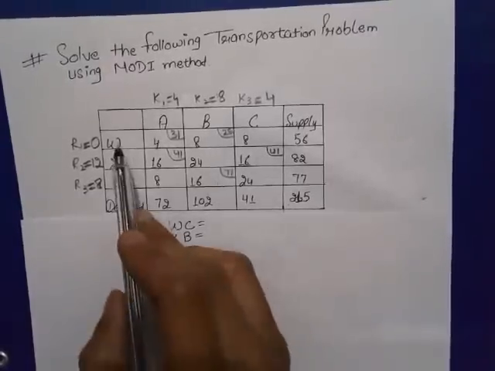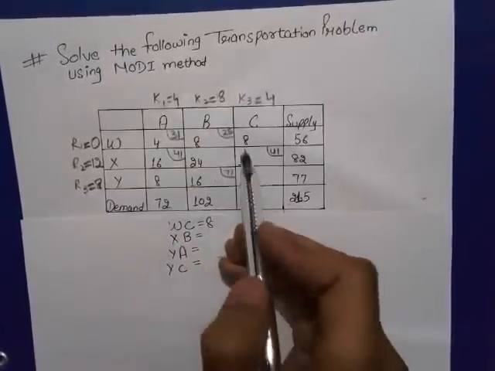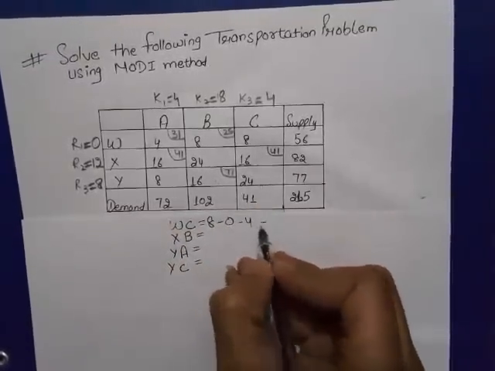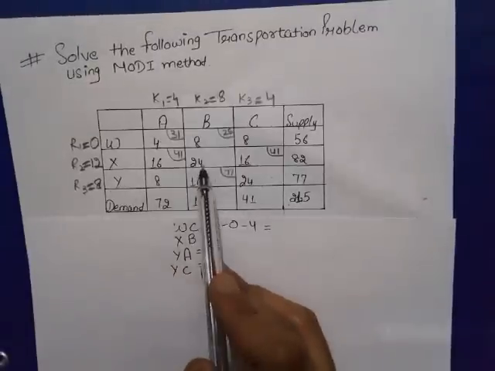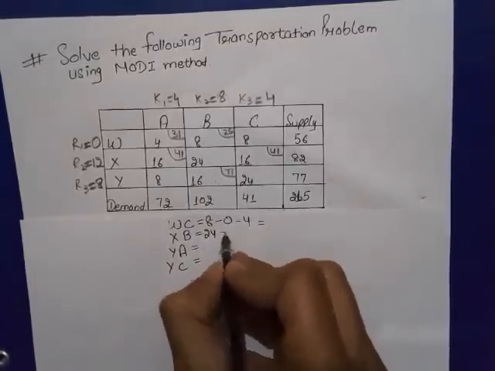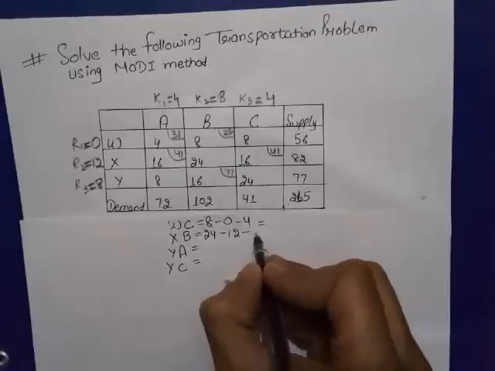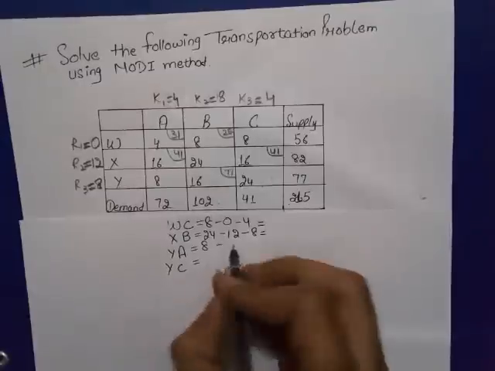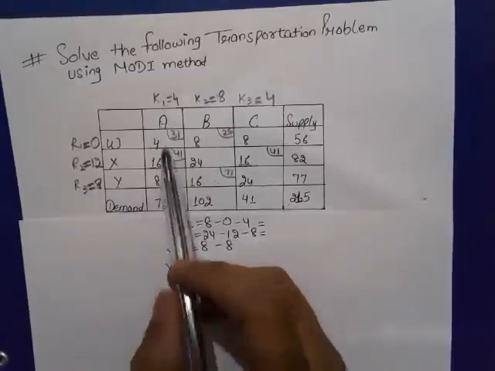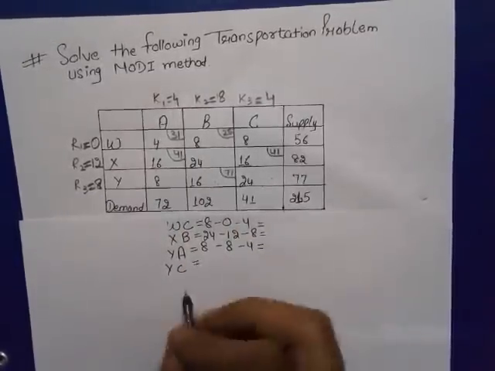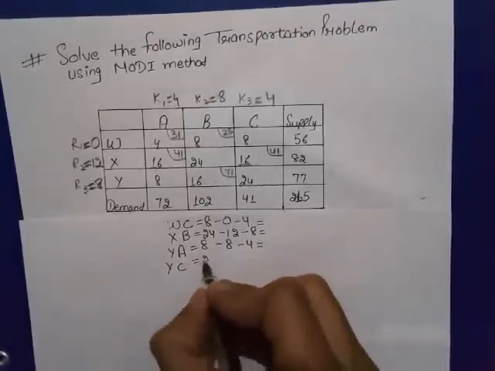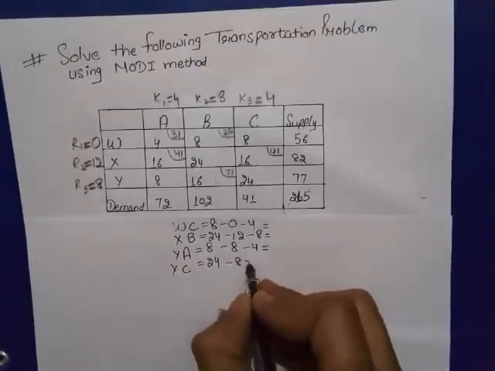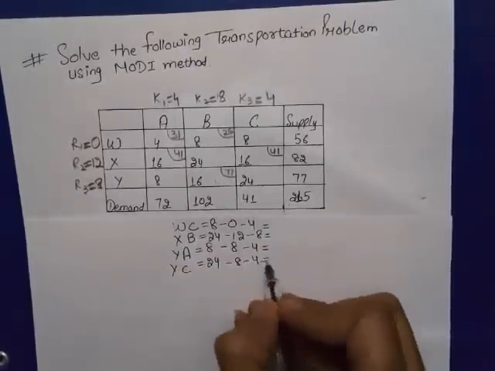The value of WC is 8 minus 0 minus 4. XB is 24 minus 12 minus 8. YA is 8 minus 8 minus 4. YC is 24 minus 8 minus 4. So calculate the value.